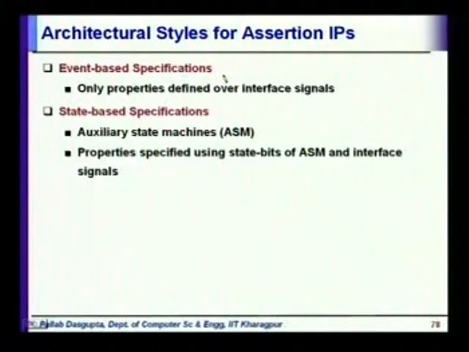and the verification process just uses those assertions. We are going to look at some of the challenges in writing these assertion IPs. One style of writing assertion IPs is using event based specifications, where only properties are defined over interface signals, and we are also going to look at state based specifications, where we will first define things called auxiliary state machines, and then the properties will use the state bits of those auxiliary state machines. As soon as we see examples it will become clear.